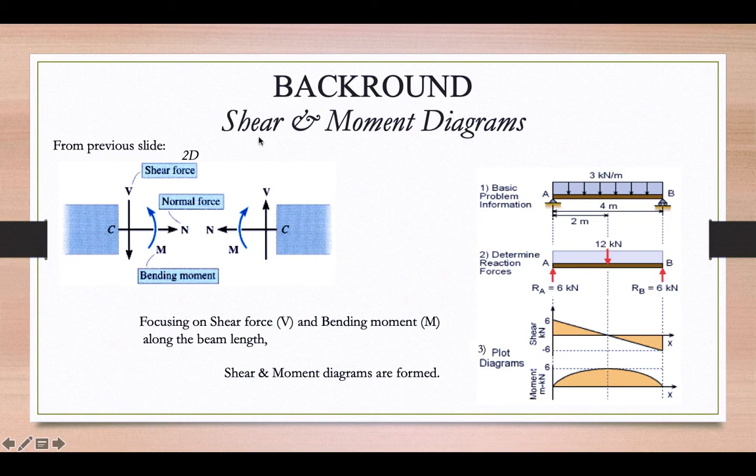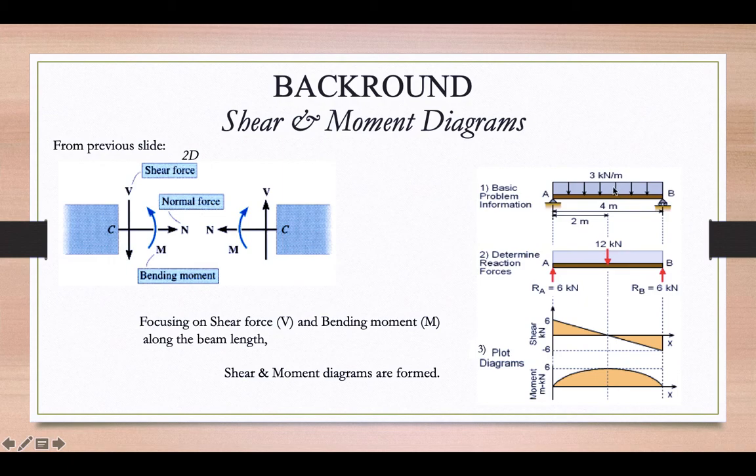So for shear moment diagrams, we consider only the shear force V for the shear diagram and bending moment M for the moment diagram. So here we have an example of a beam supported by a pin and a roller and loaded with a uniformly distributed load of 3 kilonewtons per meter. The first step would be to find the reaction forces at the supports.